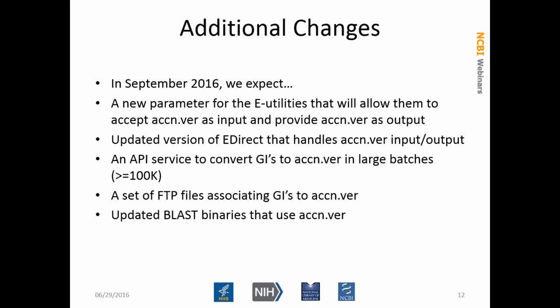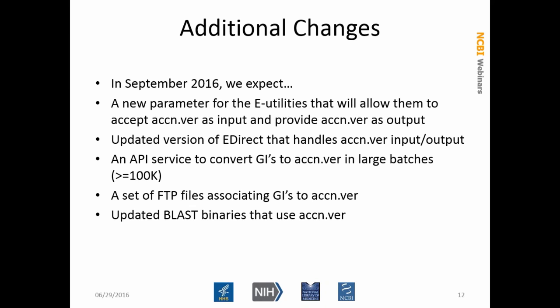The GI version will continue to be the default, and will continue to function for all sequence records that currently have GIs. But to access all of the data, you would need to use this new parameter to switch to the accession.version mode, if you will, of the eUtilities. eDirect is a fairly recent package that allows you to use the eUtilities from the Unix command line. This is described in detail in the eUtilities documentation. I'm not going to go into that right now, but that will also be updated to handle accession.version input and output, and that should also be in a September timeframe.